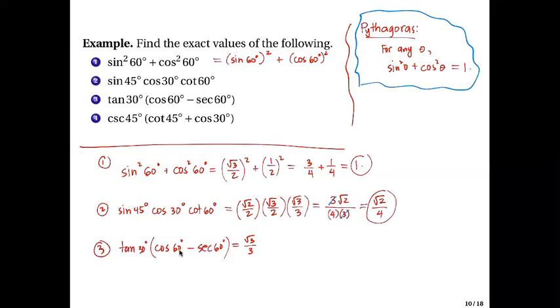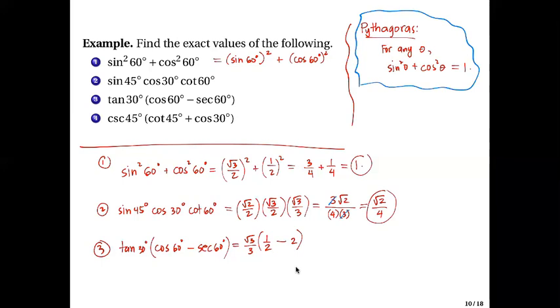We have here cosine 60 degrees. Let's just use this. We got cosine 60, that's 1/2. So times 1/2 minus secant 60 degrees. It's the reciprocal of cosine 60 degrees. So we get the reciprocal of 1/2. That's just 2. Okay?